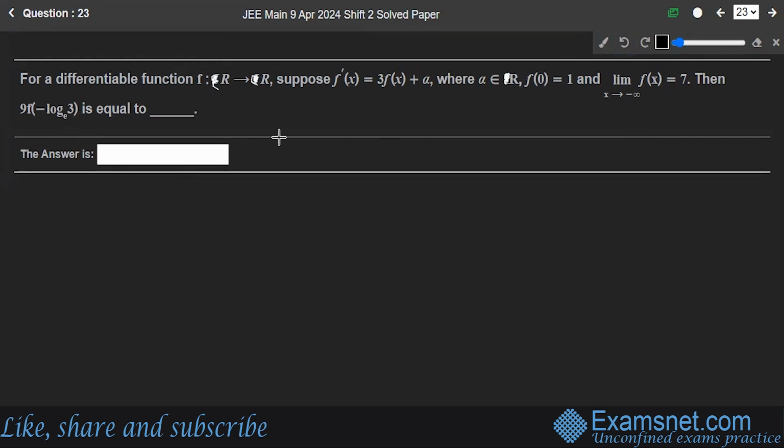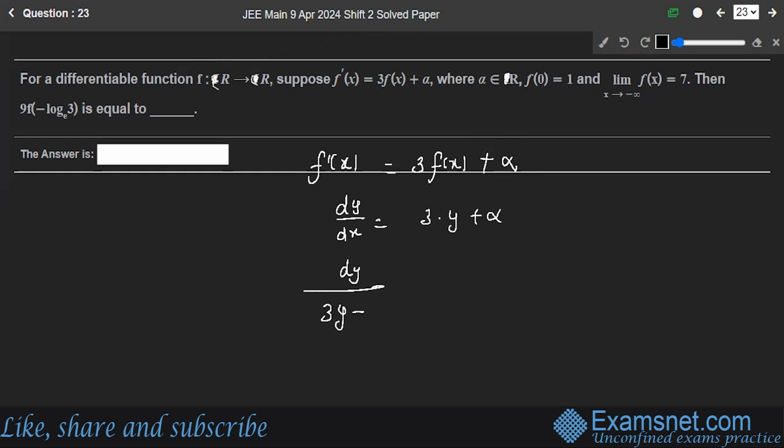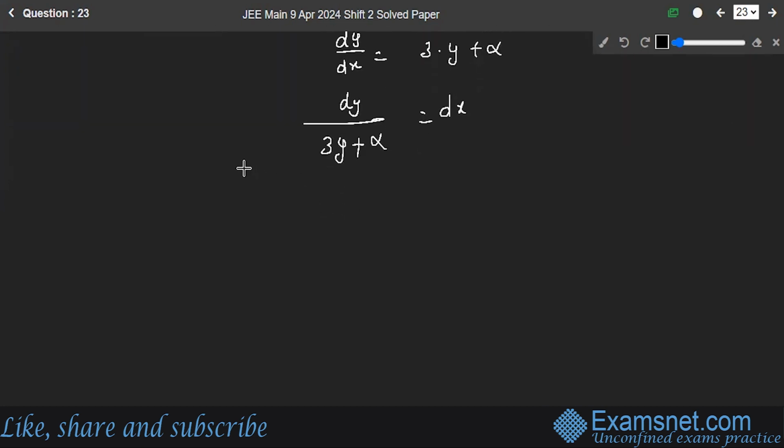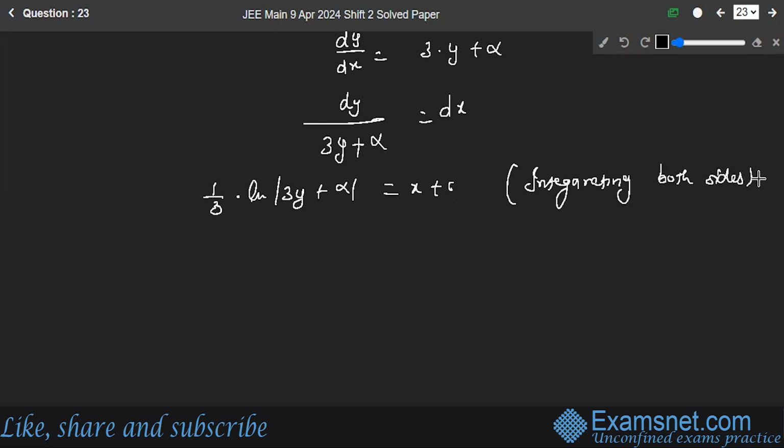Okay, so first thing you are having that f dash x is equal to 3 fx plus alpha, or you can write it as dy by dx is equal to 3 into y plus alpha, or dy upon 3y plus alpha is equal to this. Now, integrating both sides, you will have 1 by 3 natural log of 3y plus alpha is equal to x plus c.